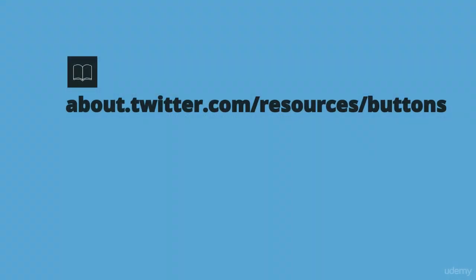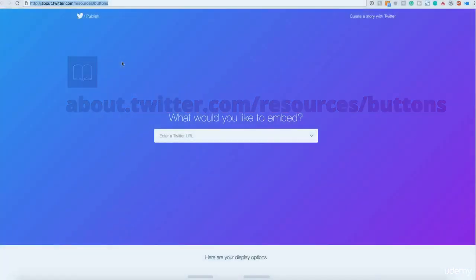I'll add this URL in the resources area, so in case you need to go later, you can download the PDF that is in the resources area and just save it on your hard drive. So next time that you need to generate these buttons for your website, you know where to go, okay?